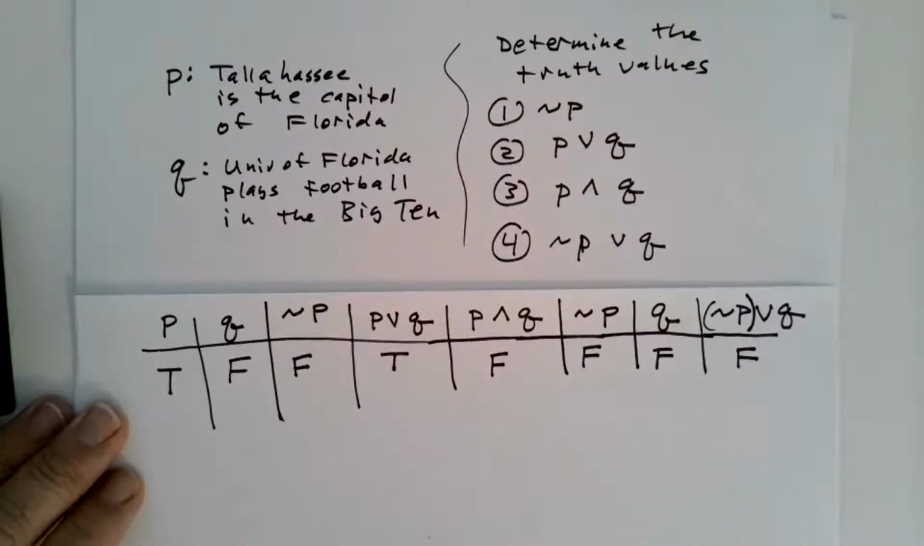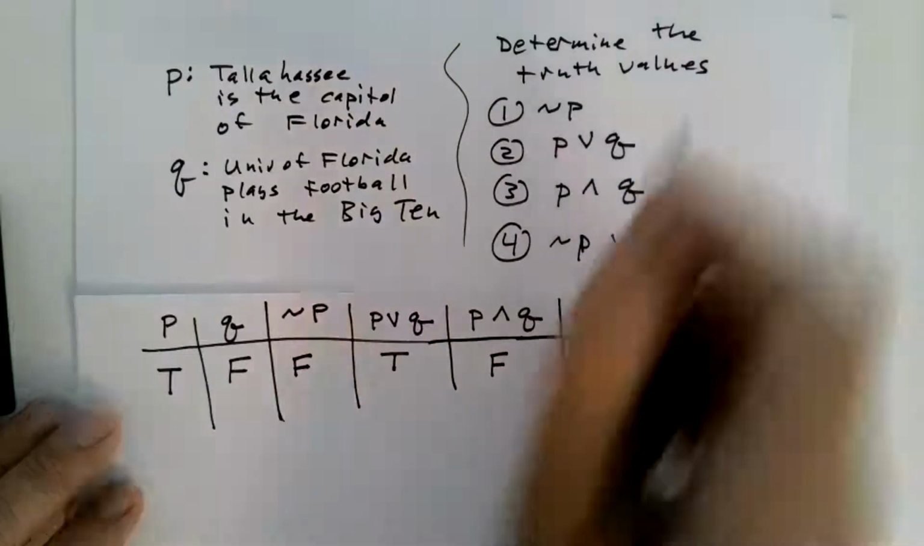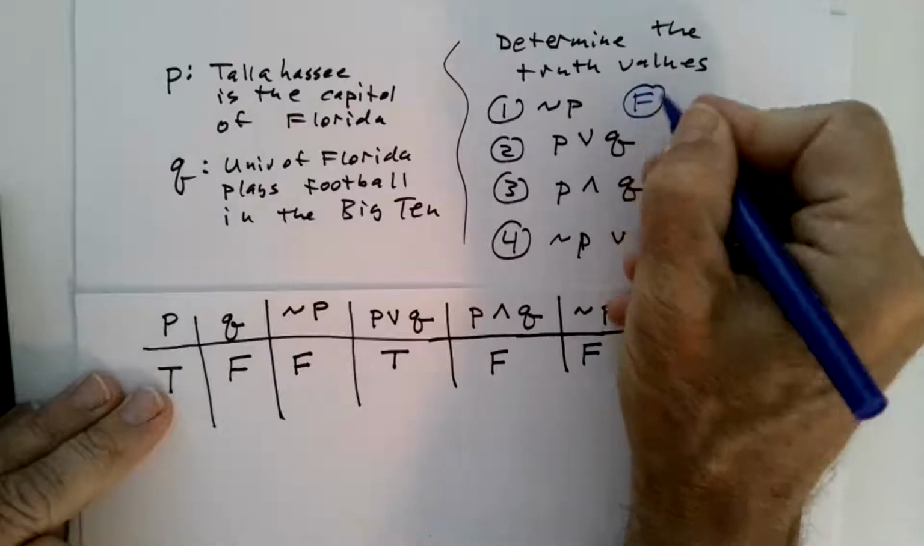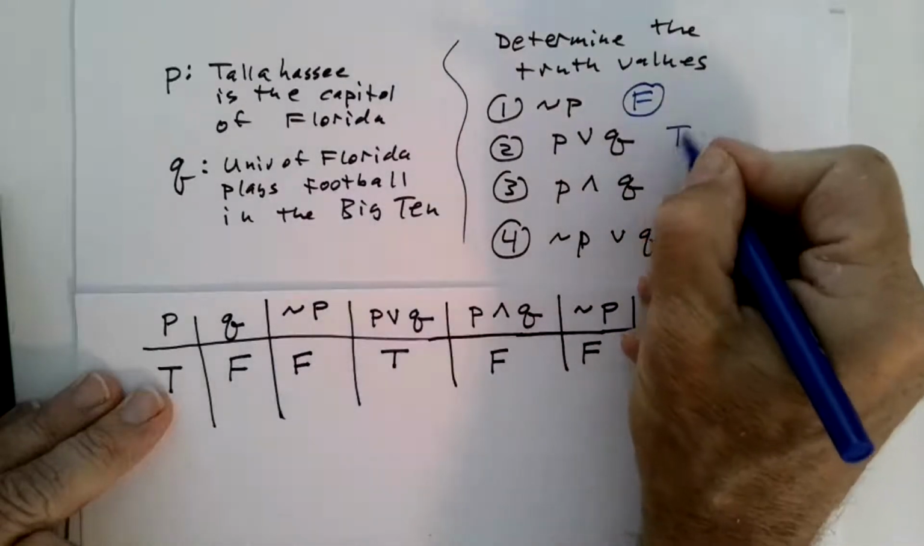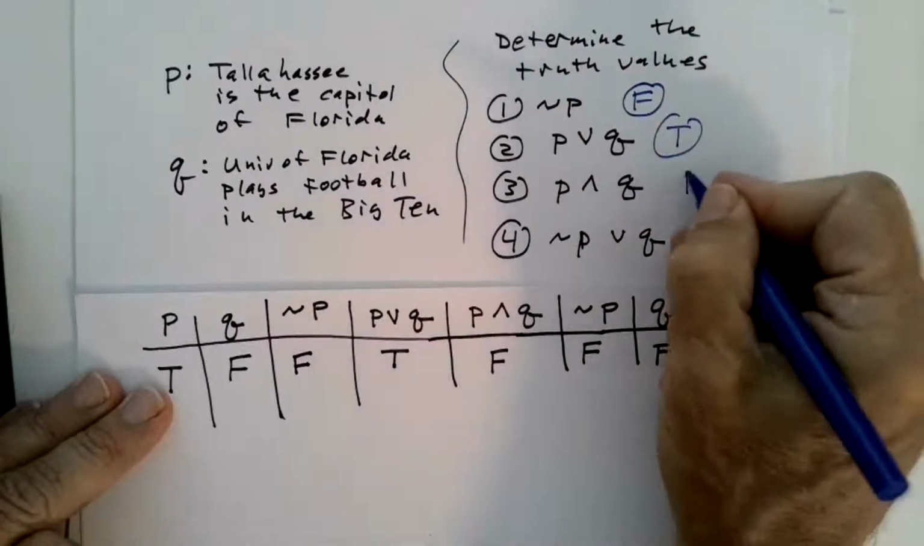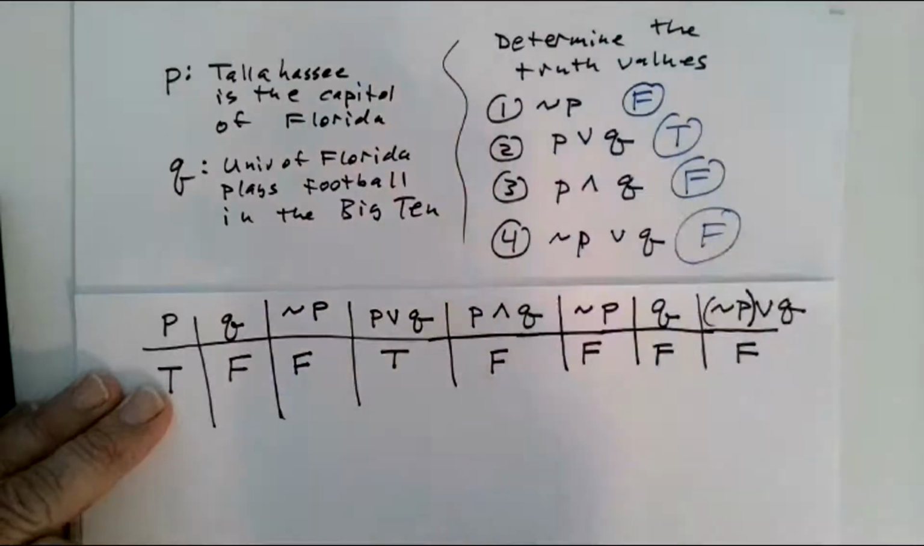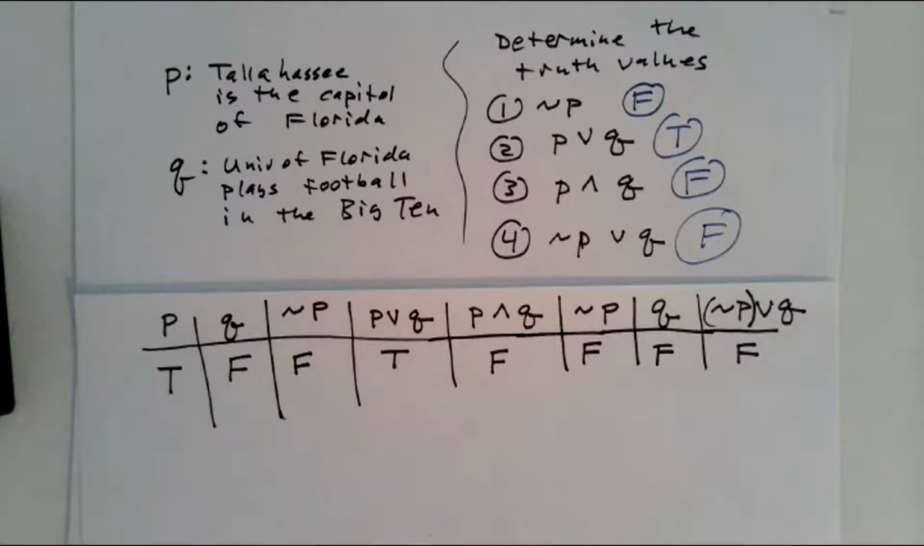So what are our truth values again? Not P's truth value is false. P or Q's truth value is true. P and Q's truth value is false. Not P or Q's truth value is false.